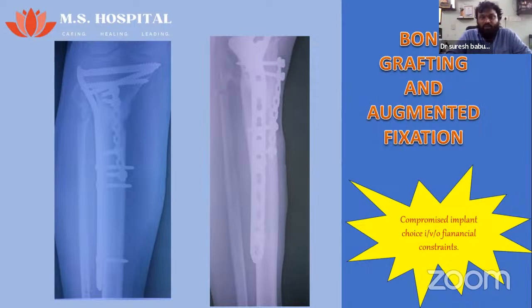And then we augmented this fixation using this recon plate, which was placed anteromedially. The main aim of this plate was to hold the bone graft, which was impacted at the fracture site, in place so that it does not get displaced out. The best option of implant would have been a medial row profile medial tibial plate. However, in view of the financial constraints, we had to use this recon plate only.